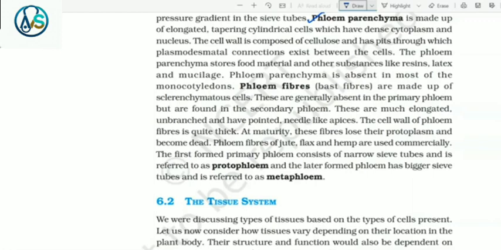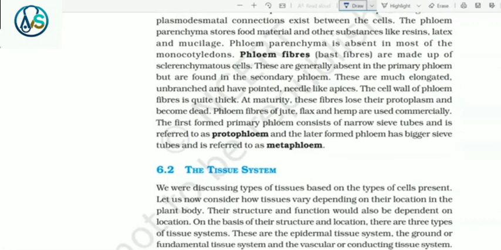Phloem fibers, that is bast fibers, are made up of sclerenchymatous cells. These are generally absent in the primary phloem but are found in the secondary phloem. These are much elongated, unbranched and have pointed needle-like apex. The cell wall of phloem fibers is quite thick. At maturity, these fibers lose their protoplasm and become dead. Phloem fibers of jute, flax and hemp are used commercially.